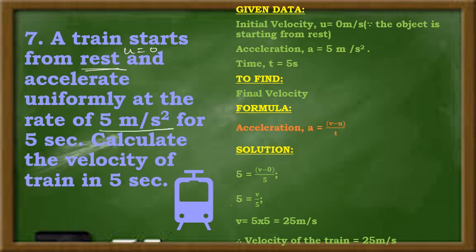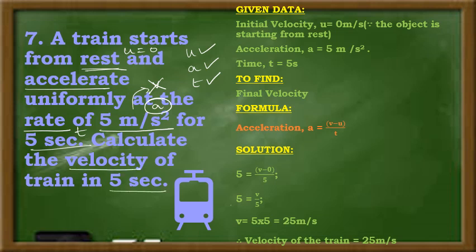So you should be very careful. Don't immediately jump to the conclusion that it is going to be v. It is not v. See, it is accelerating at the rate of this much for 5 seconds. So this is going to be my t, but this is my acceleration a. Okay, so we are given u, we are given a, we are given t. Remember that. Calculate the velocity of the train in 5 seconds. So here they are asking us the final velocity v. Okay, so they want us to find the final velocity v.